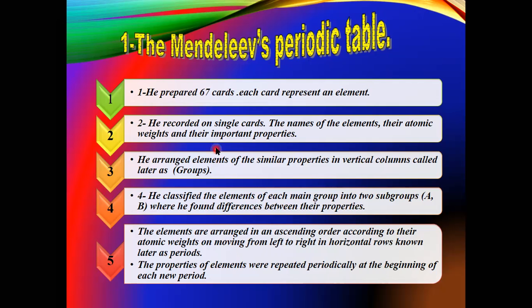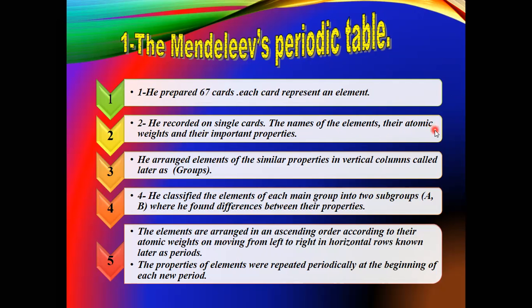Properties of elements repeat periodically. What does that mean? This one is different from the other, and the third and fourth, until the end of this period. He found that the next one is the same as the first one here, and also the 2nd and 3rd, all the same in the same groups.